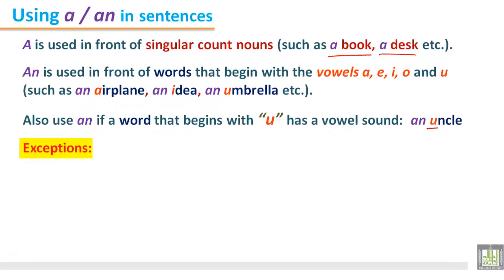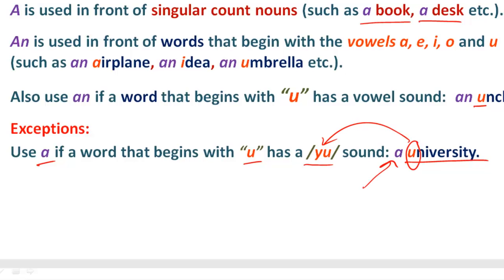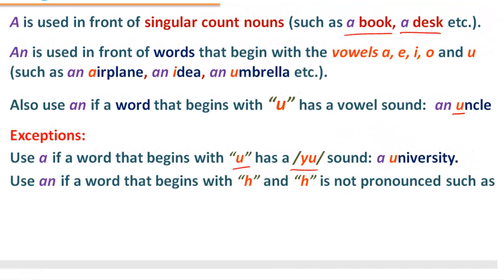There are also exceptions. Use a if a word begins with u but it has a sound like "yu", such as in university. So the word here begins with u, it's a vowel, but it has the sound just like "yu", and then we have to choose a instead of an. There is another exception you can see here.